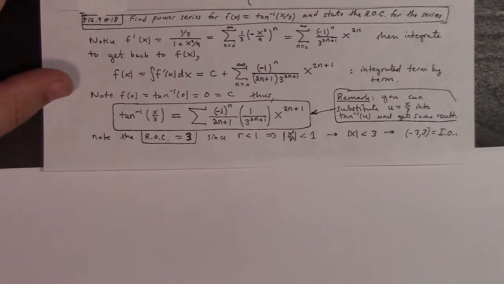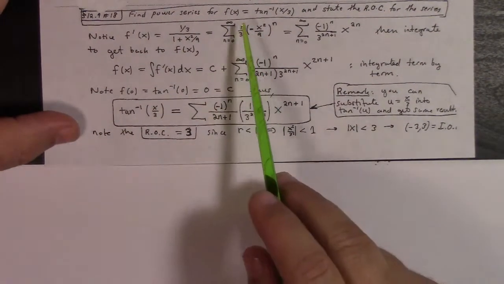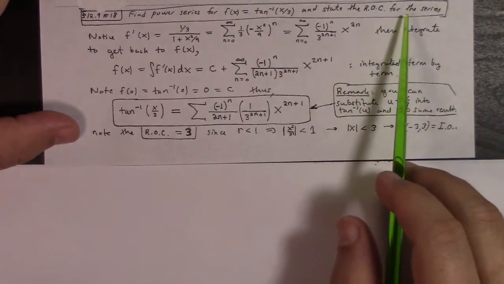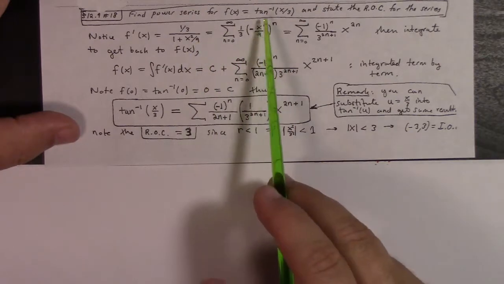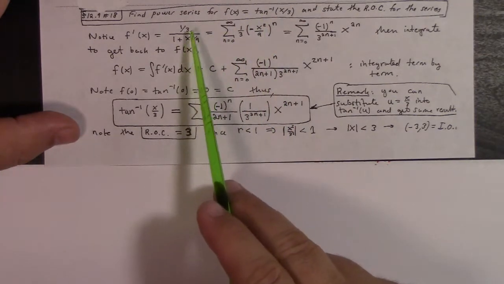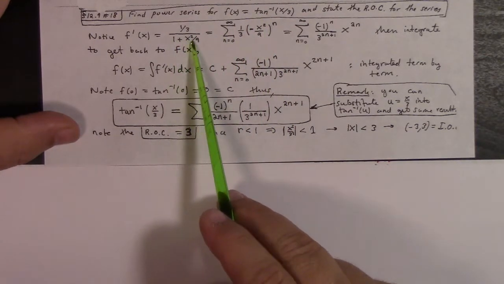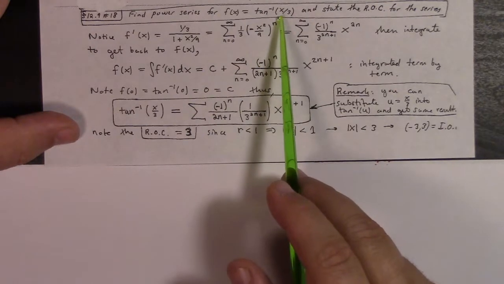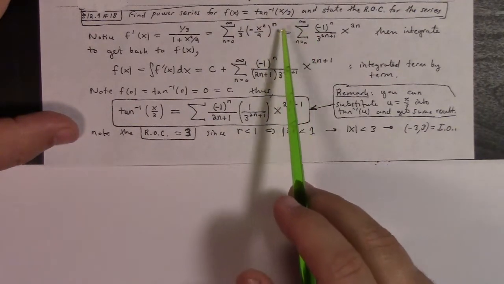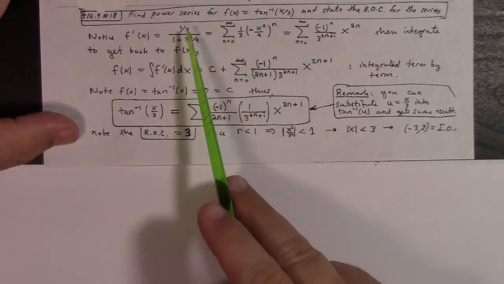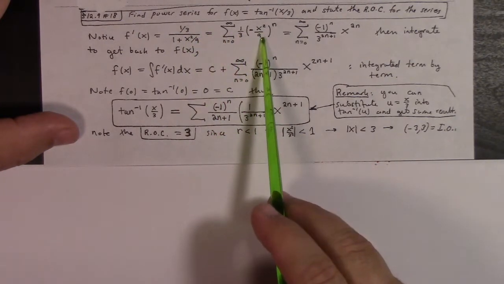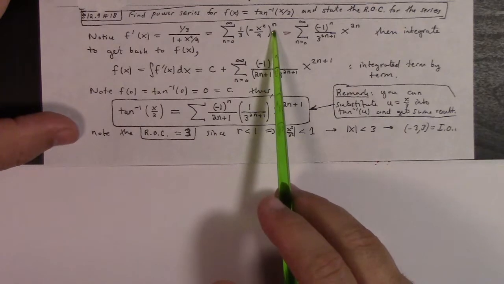All right, number 18. Find a power series for inverse tangent of x over 3 and state the radius of convergence for the series. So we differentiate inverse tangent, and that gives us 1/3 over 1 plus x squared divided by 9 by the chain rule. Of course, we all know how to differentiate inverse tangent. That's Calc 1. And so I've got geometric series. A is 1/3, r is minus x squared over 9. And I do the algebra.